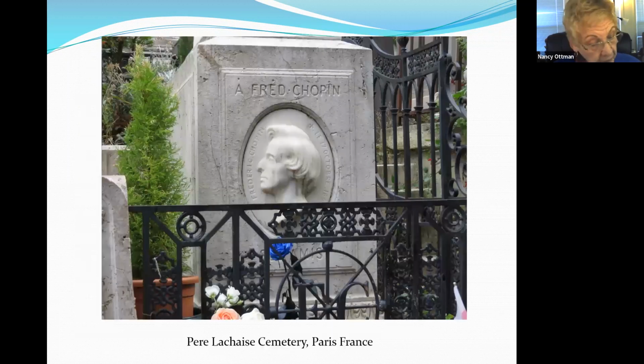We happened to be in Paris at the Père Lachaise Cemetery and stumbled across Chopin. Well, if you look on the left-hand side, that's Friedrich Chopin, but they chose to abbreviate his name up at the top. I thought that was kind of sad for someone as well known as Friedrich Chopin.